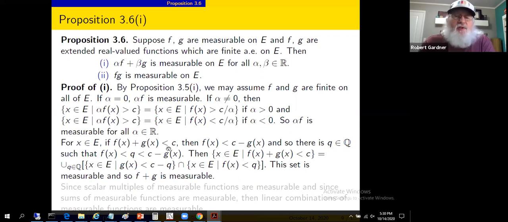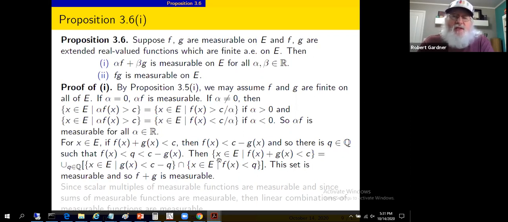If f of x plus g of x is less than c, then move the g of x to the other side. We get f of x is less than c minus g of x. All right, for a given x value, here's a couple of real numbers. There's a little gap between them. This one is less than that one. In that little gap, you can find a rational number, q. There's some rational number, q, that's between f of x and c minus g of x.